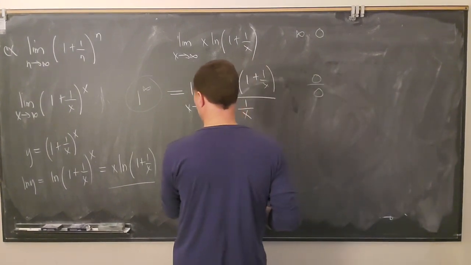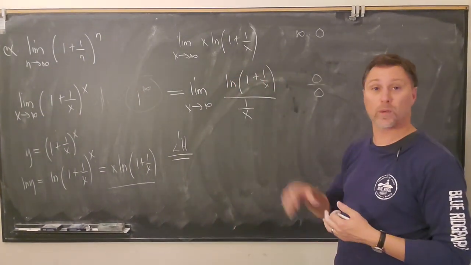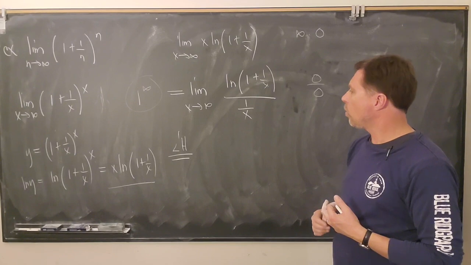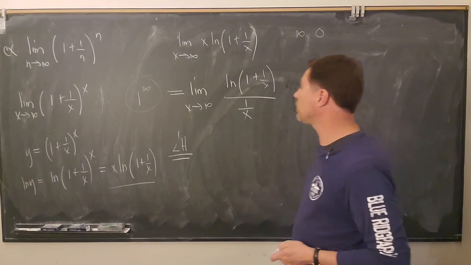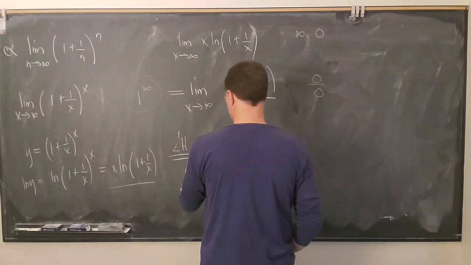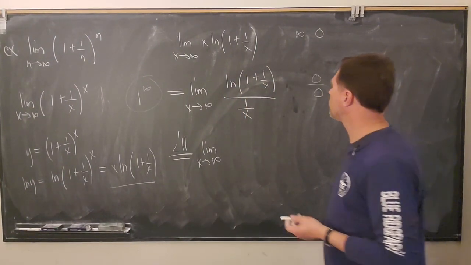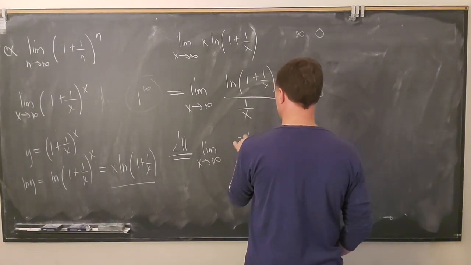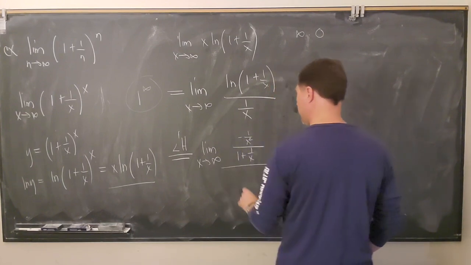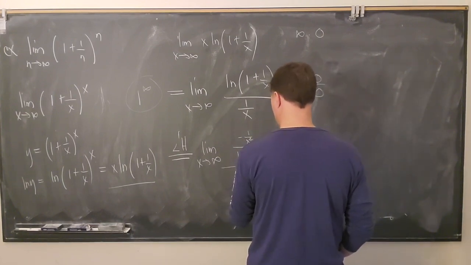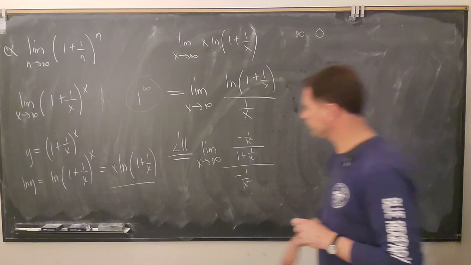Whenever I apply L'Hopital's rule, and we'll use it all the time in this class, that's why you learned it in 142, because we're going to need it all the time in 143, I put a little LH over the equal sign to indicate to the reader that I'm now using L'Hopital's rule. So I need to take the derivative of the top and the derivative of the bottom separately. The derivative of the top is negative 1 over x squared divided by (1 plus 1 over x). The derivative of the bottom will be negative 1 over x squared. So here's the derivative of the top, here's the derivative of the bottom.